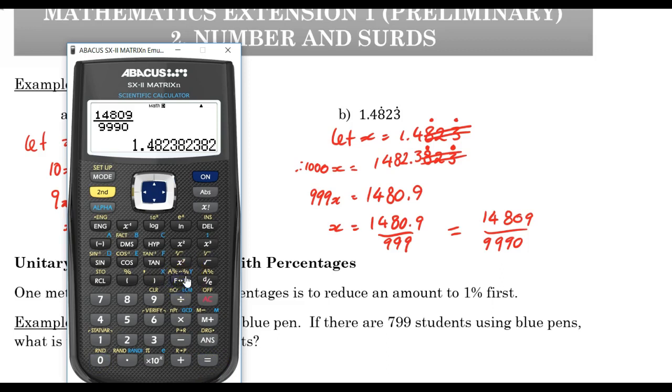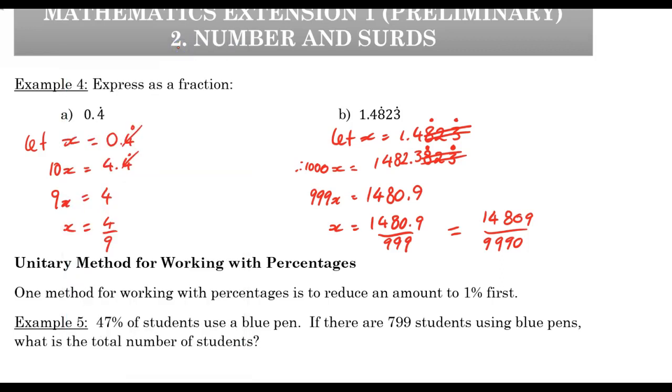Sorry, I've made a bit of a mess of this. But we used the calculator to confirm that I can't simplify that fraction down any further. So there we go. 14,809 over 9,990 is equal to 1.4 recurring 823, 823, 823, and so on. Righto, that is recurring decimals.